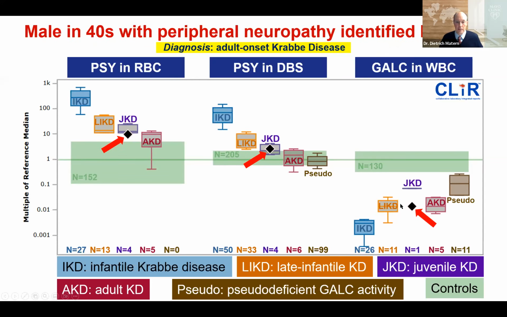And this finally is an adult onset case of Krabbe disease as an adult. And you can see that those values also fit with adult onset Krabbe disease. So of course, the clinical presentation in the adult patient helps you with the right decision.